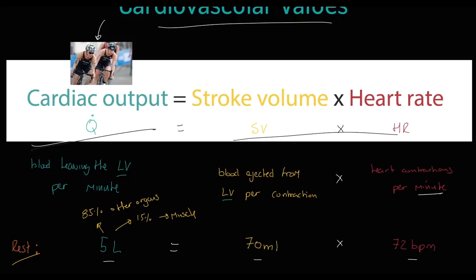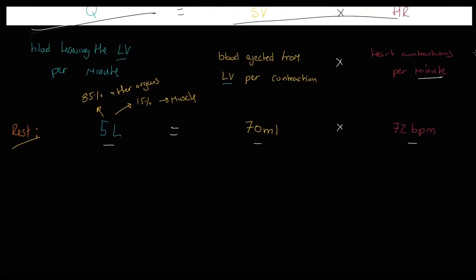Now, what I do think is interesting is let's just look at exercise conditions a second. Exercise. Now, I'm going to do this in reverse here. If we assume there's our equals, there's our multiply. Let's take it like this. We've got a situation where our stroke volume can increase up to something in the region of 140 milliliters. So we can basically double.